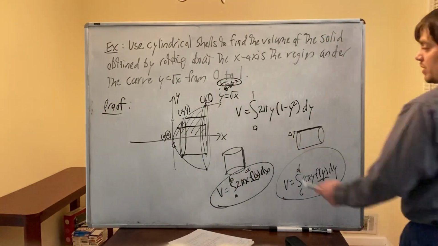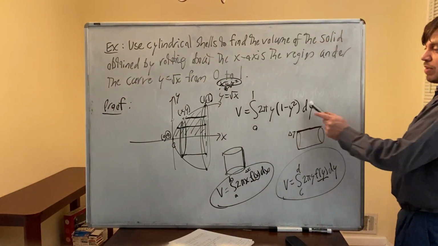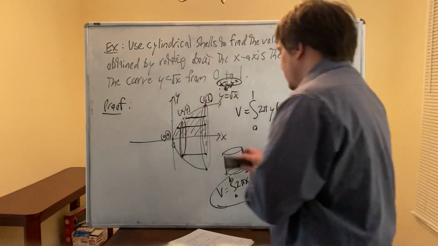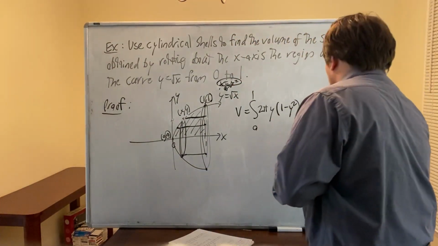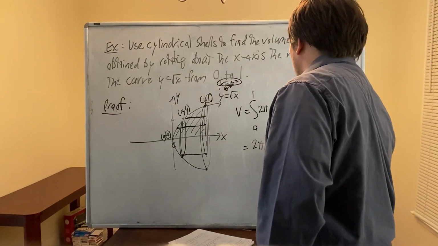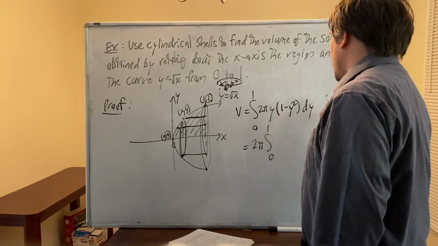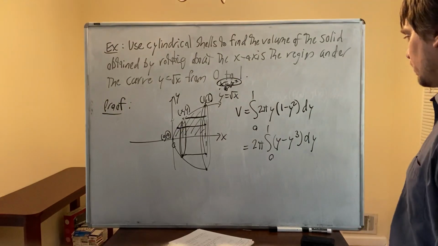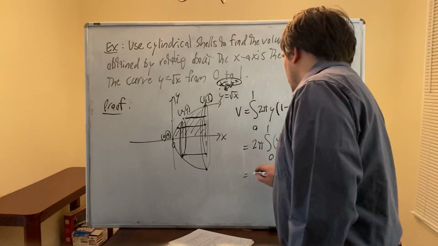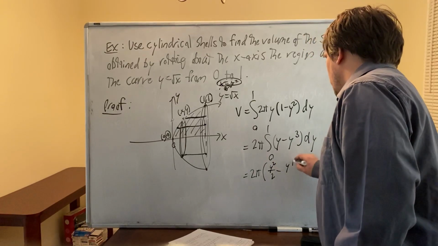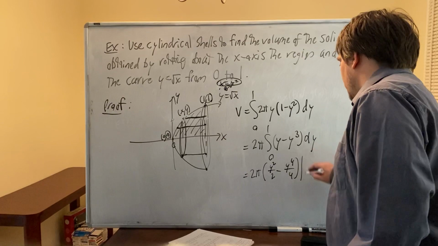And so V is equal to the integral from 0 to 1 of 2 pi y times 1 minus y squared dy. And so when you compute that integral, you find the volume of the rotated region. So this is equal to 2 pi times the integral from 0 to 1 of y times 1 minus y squared, which is y minus y cubed, dy. And this is equal to 2 pi times y squared over 2 minus y to the 4th over 4, evaluated from 0 to 1.